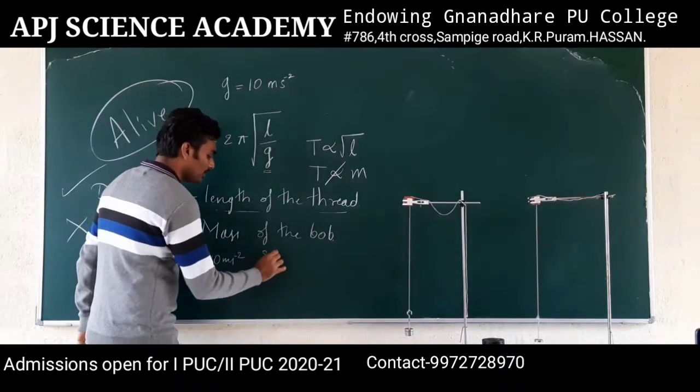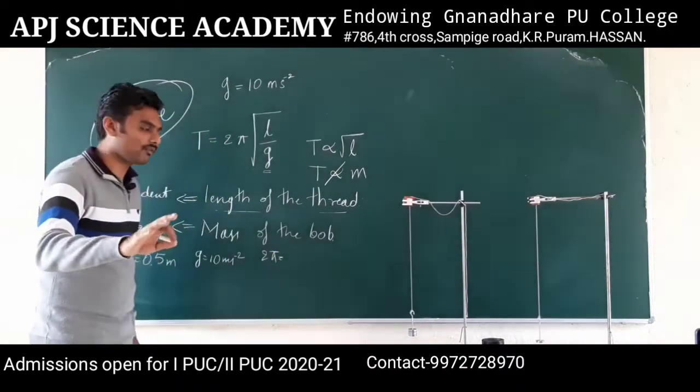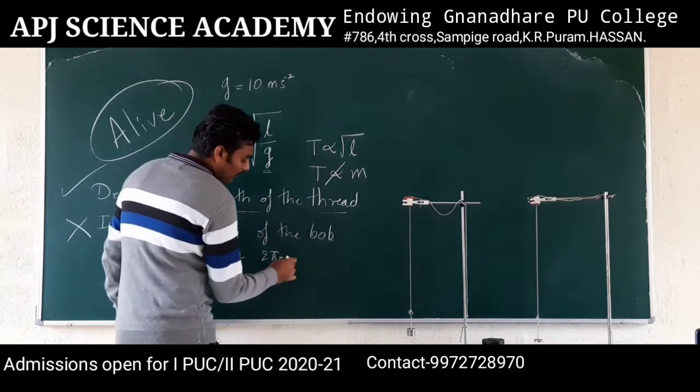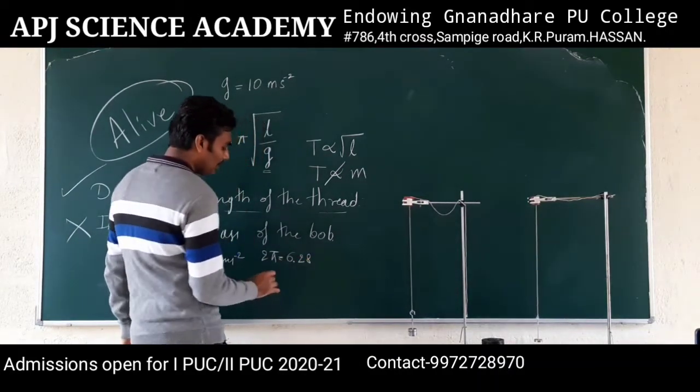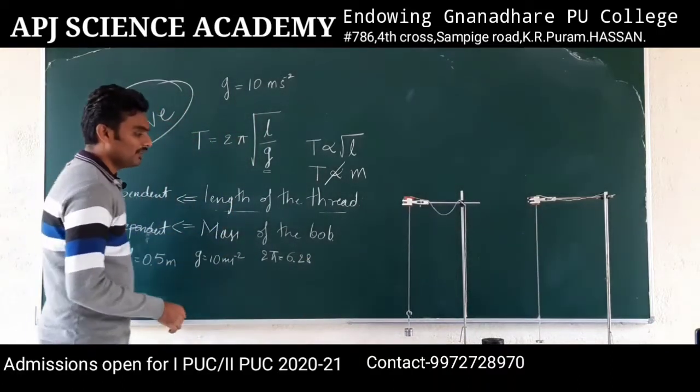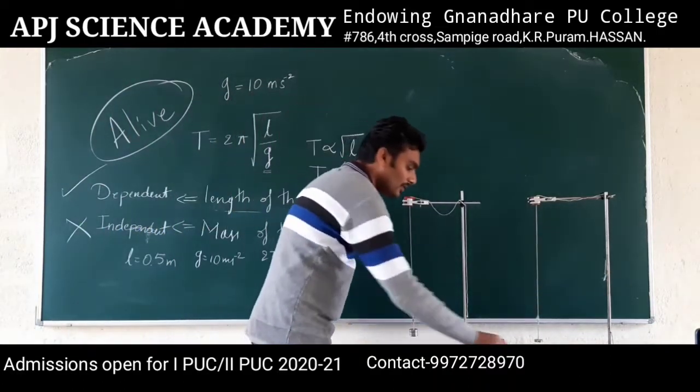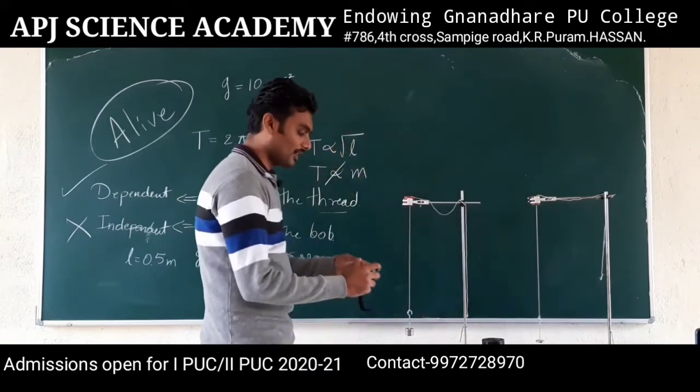2 pi together, you can make use of a calculator for now, nothing to worry. Together it makes 6.28. Okay, and now we'll check for the time period. We have a stopwatch with us.